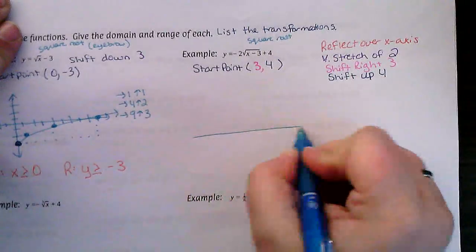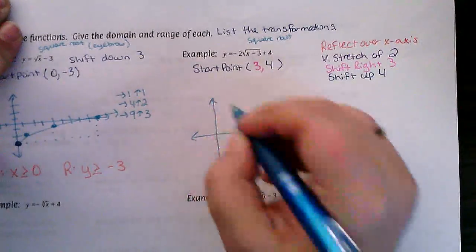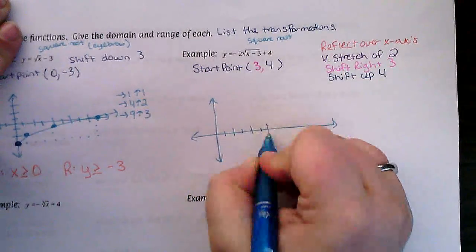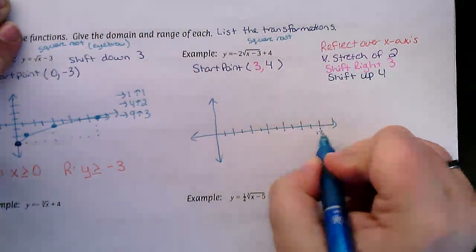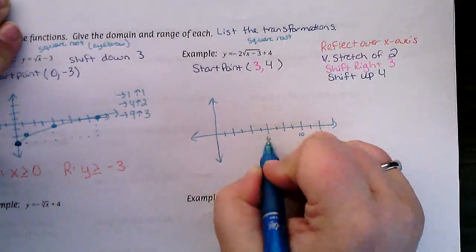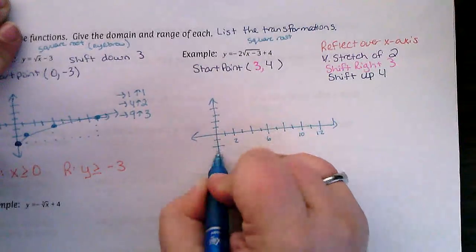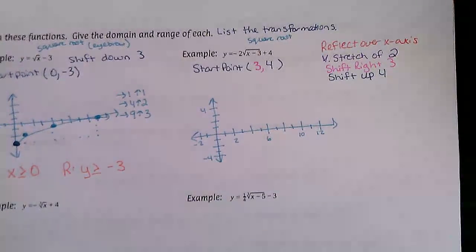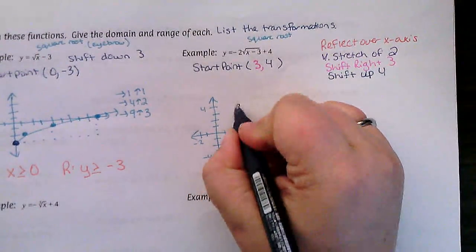I'm going to draw my graph in here, putting this y-axis kind of to the left. I need to go out quite a few. Let's go to 12 and see if that gets it. One, 2, 3, 4. 2, 4. Okay. We'll actually put some numbers on there this time. So my start point is at 3, 4. So I'm going to go right 3 and up 4.